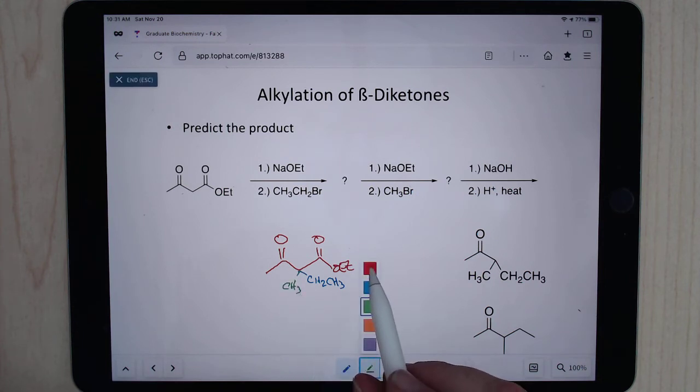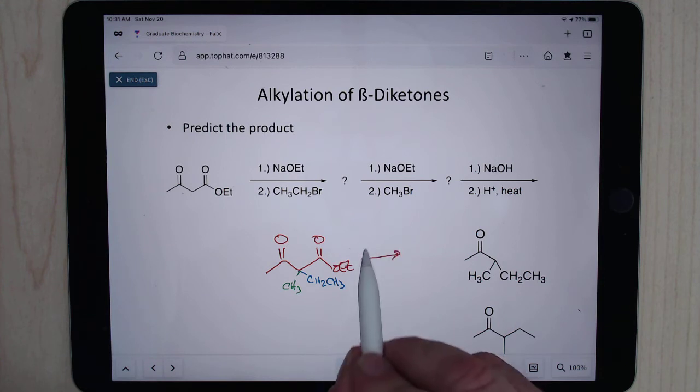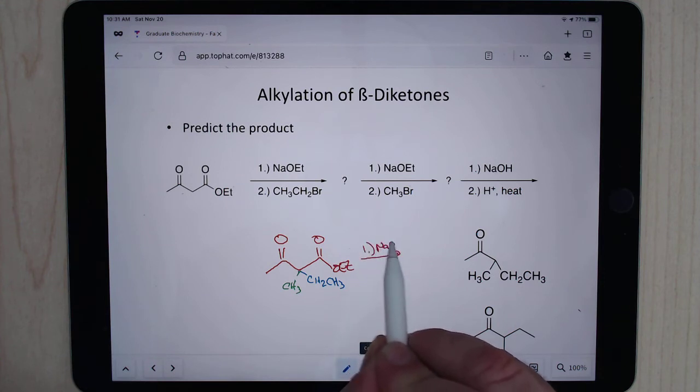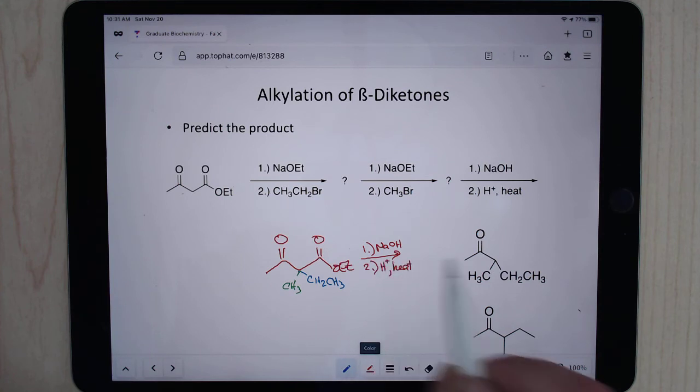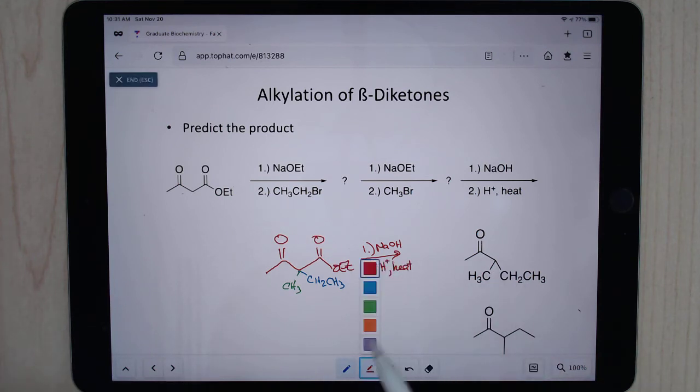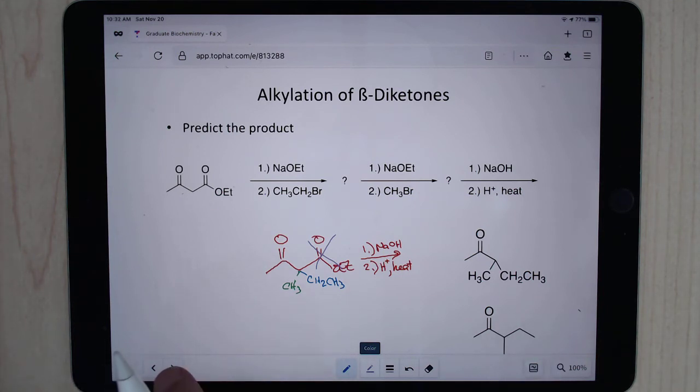We went through a cycle of sodium hydroxide and then acid and then heat. What you would end up getting is you would get this whole thing removed, and so it would look like this. If you rewrote it, then it would look like that. Okay. And it's just the ester side.